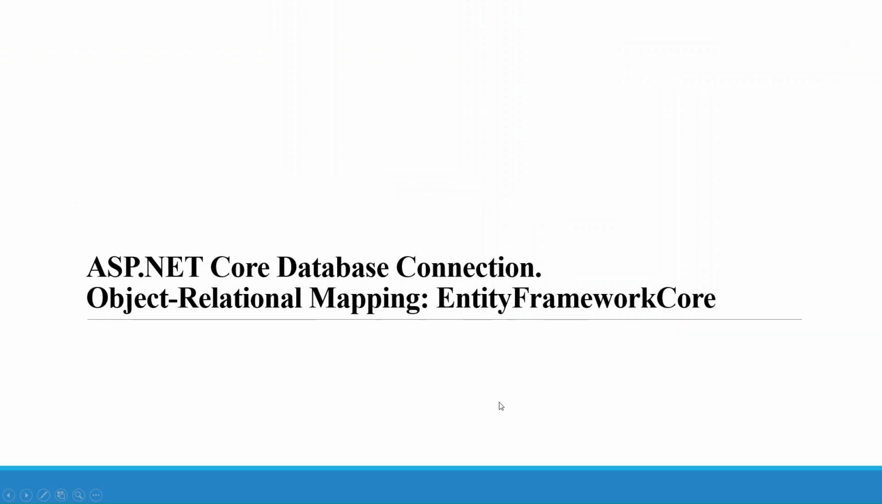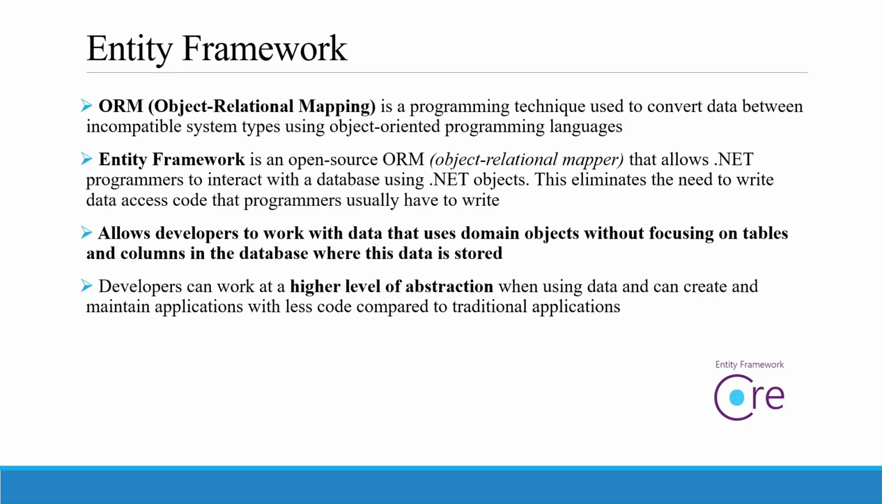Today we discuss ASP.NET Core database connection, and for this we will use Entity Framework Core. First, some more words about Object-Relational Mapping, or shortly ORM. It's a programming technique used to convert data between incompatible system types using object-oriented programming languages. So basically we can convert from one language to another. In our case, we will use ORM to convert from C# to SQL code.